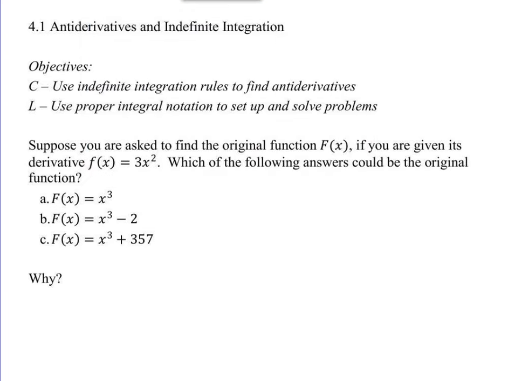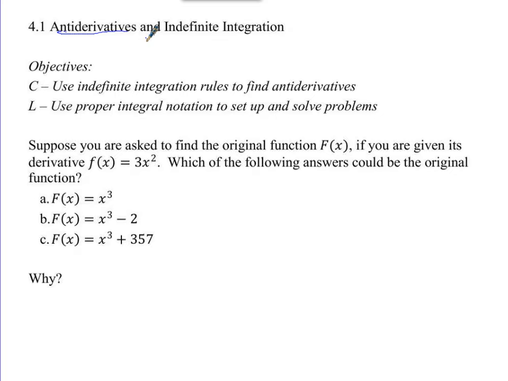Chapter 4 does the reverse of what we've been doing so far all year. So far, we've been taking the derivative. Now we are going backwards. We are finding the function it was before the derivative was taken. Okay? When we do that, that is called the antiderivative. We took the derivative, now we're going to take the antiderivative to go back to where we started.